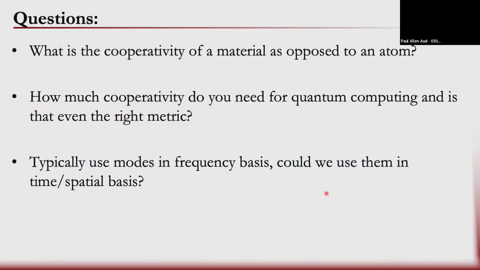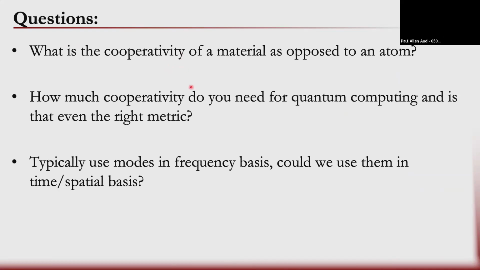And so some questions there. We talked a lot about cooperativity, and what is the cooperativity of lithium niobate? I don't know if that's a well-posed question or not, but you could sort of think of the atom as the unit cell or something like that. I don't know exactly how to phrase that, but it would be nice to have some kind of a metric like that.